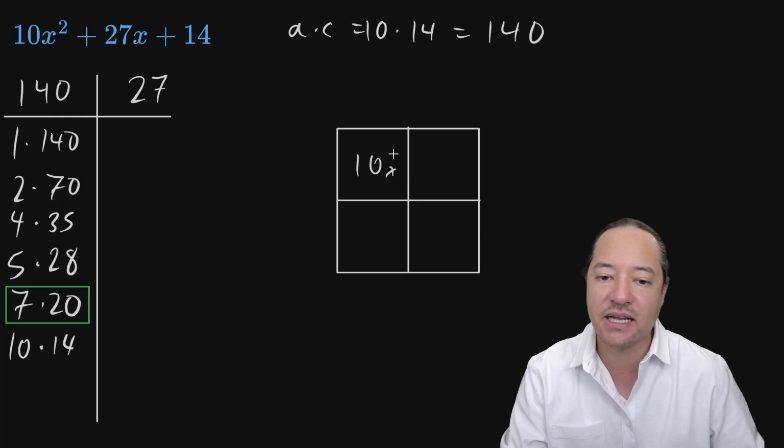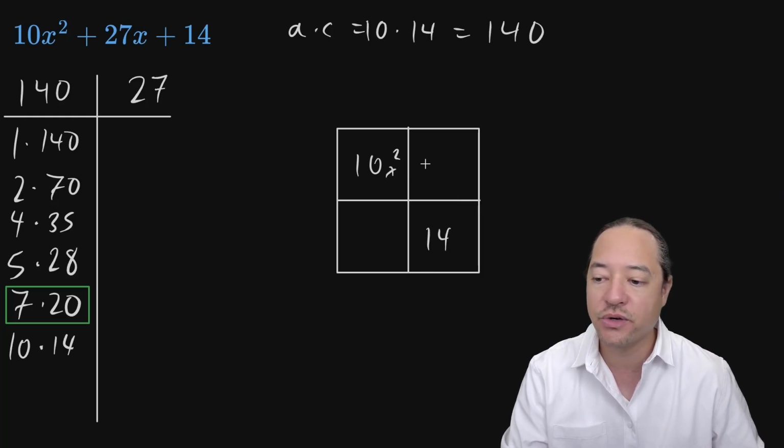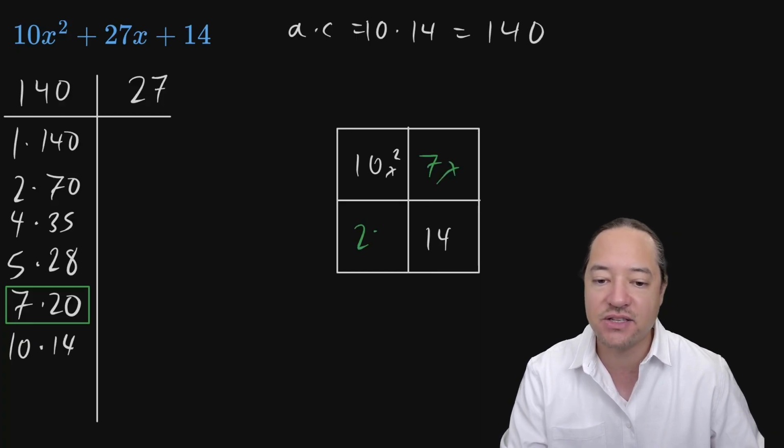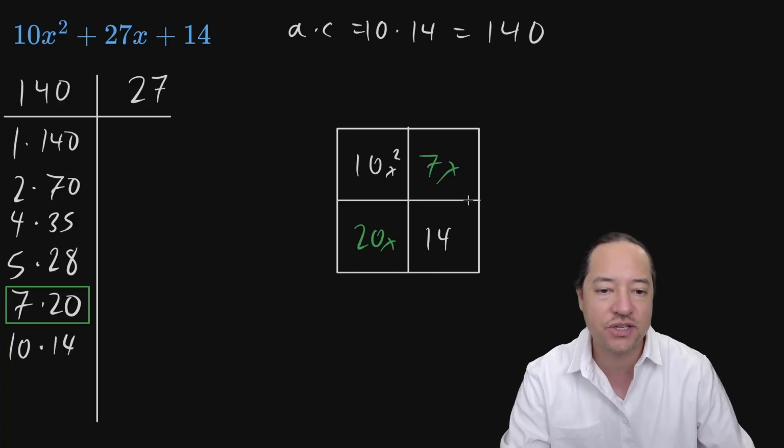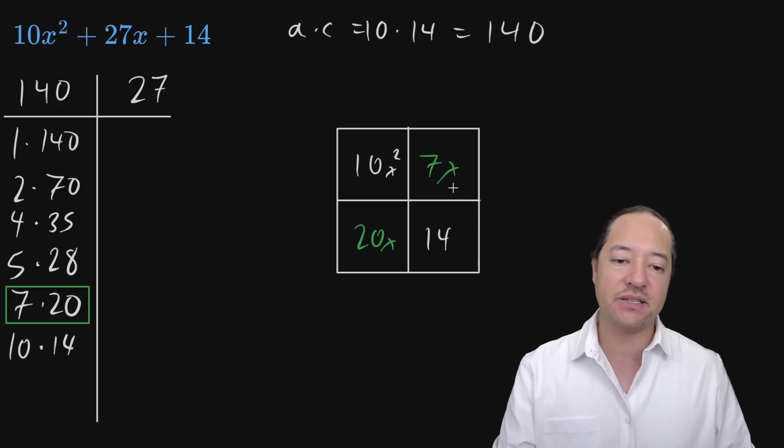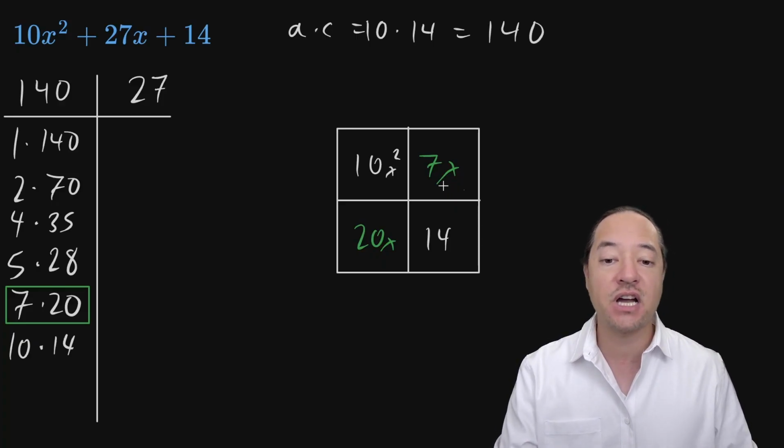This is a 10x squared, and this is a 14. Over here, we're going to have, you can write this, let's do this as 7x and this as 20x. Again, the order doesn't matter. And now we want to find the greatest common factor.